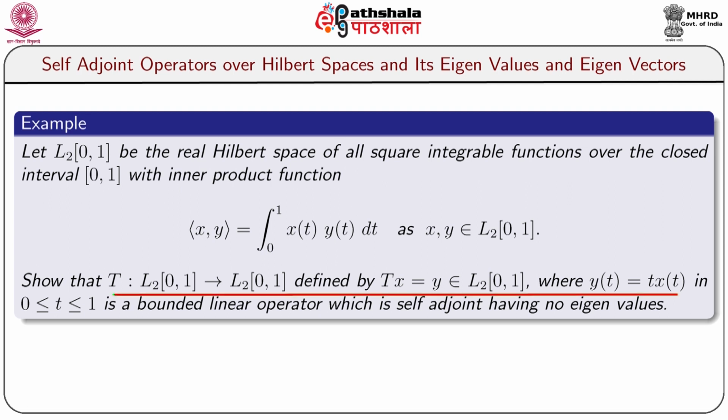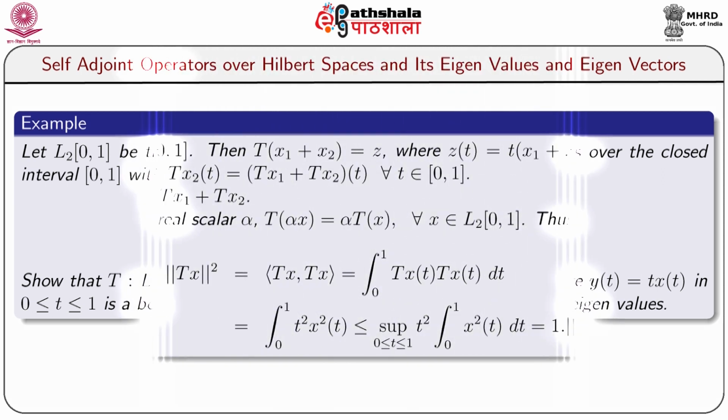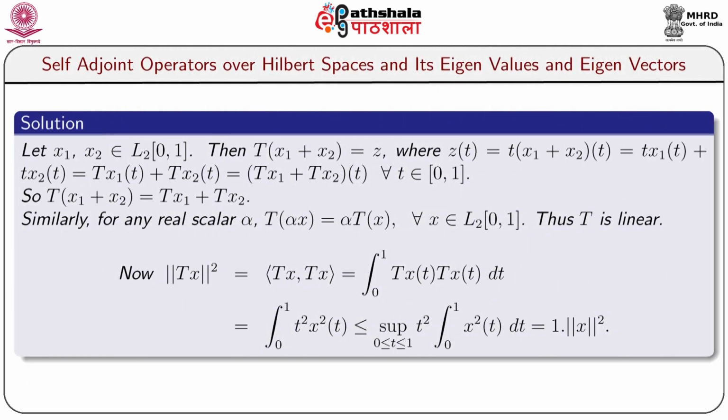Show that T from L2[0,1] to L2[0,1] defined by Tx = y belongs to L2[0,1], where y(t) = t x(t) with 0 ≤ t ≤ 1, is a bounded linear operator which is self-adjoint having no eigenvalues. The solution looks like this.